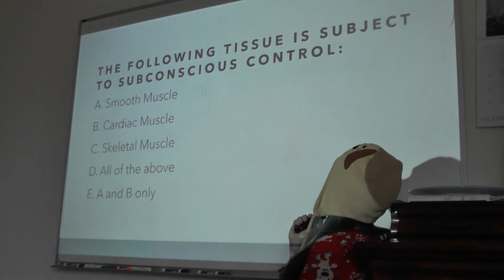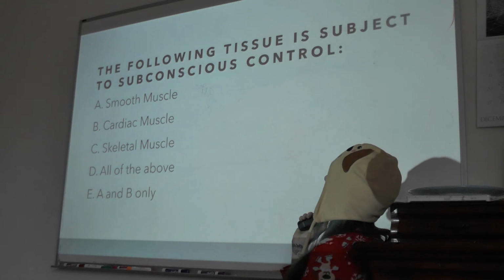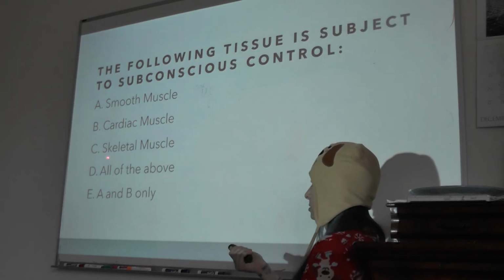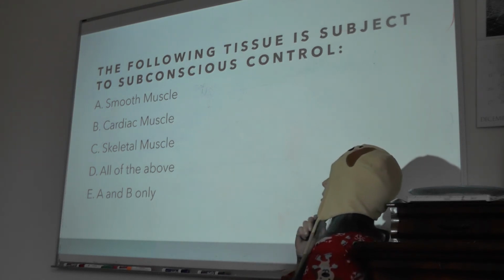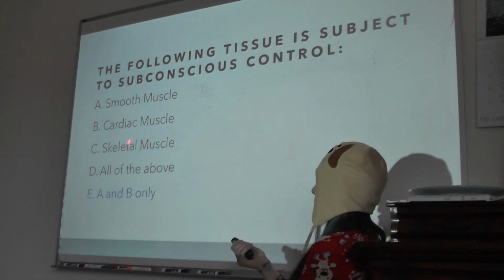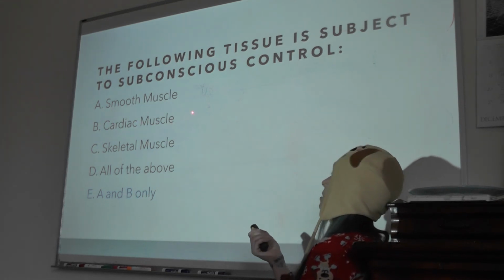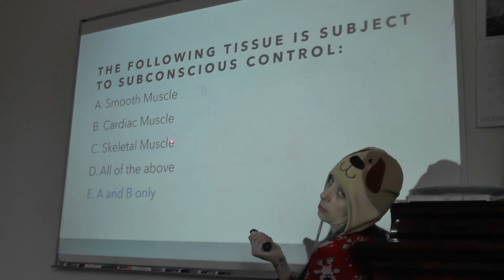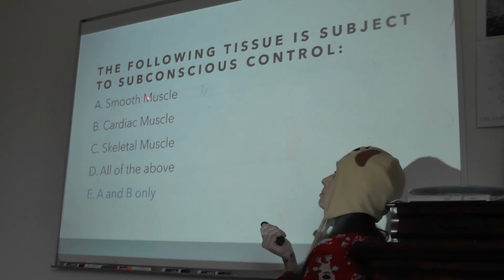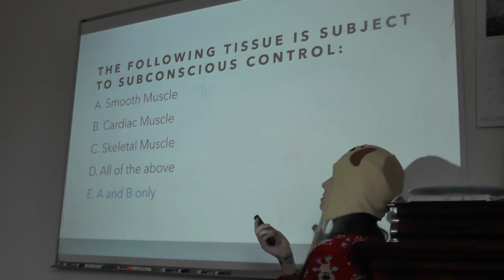Okay, the following tissue is subject to subconscious control. A, smooth muscle. B, cardiac muscle. C, skeletal muscle. D, all of the above. E, A and B only. The answer this time is A and B only. Smooth muscle and cardiac muscle are controlled by, well, cardiac muscle sets its own pace, which is super cool. But we can adjust it with the autonomic nervous system. Smooth muscle, for sure, is controlled by the autonomic nervous system.